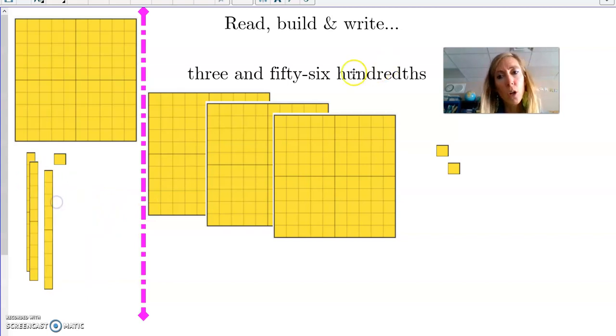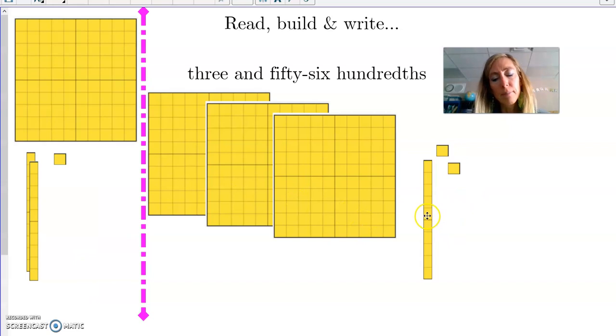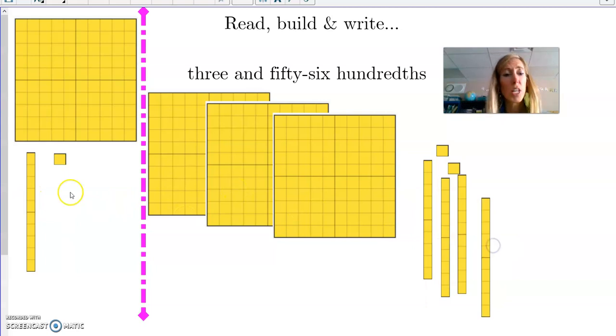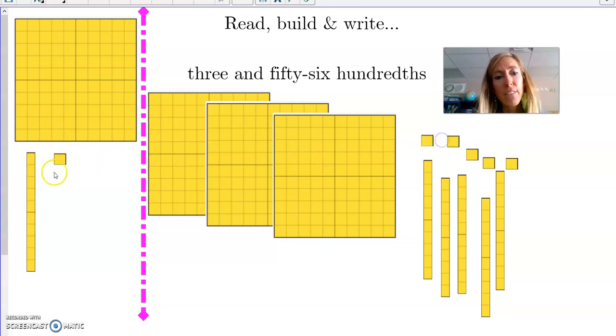The tenths. Well, no, it doesn't say tenths, but this right here is worth 10 hundredths. So I'm going to bring it over and say there's 10 hundredths, another 10 hundredths, another 10 hundredths, another 10 hundredths, and another 10 hundredths, and I'm at 50 hundredths. And then 51, 52, 53, 54, 55, 56. So now let's practice writing it.